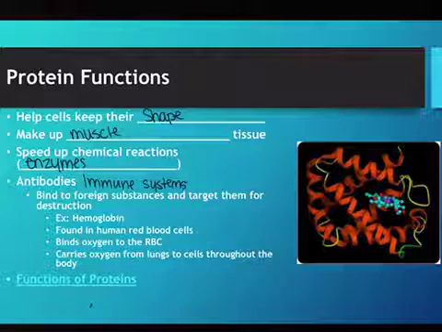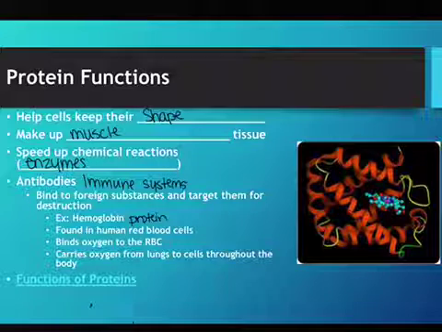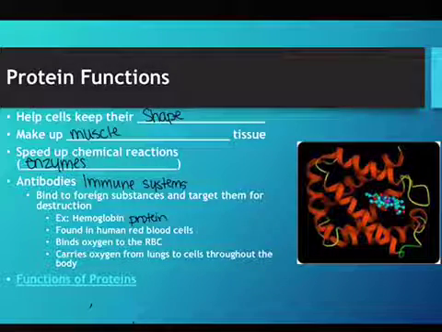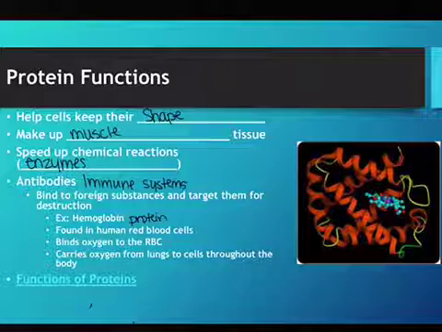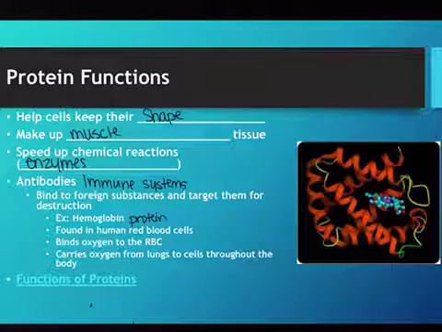An example here is the hemoglobin protein. So hemoglobin is a protein, and it's found in our red blood cells, and oxygen will bind to the red blood cells, and it will carry the oxygen from the lungs to cells throughout the body.